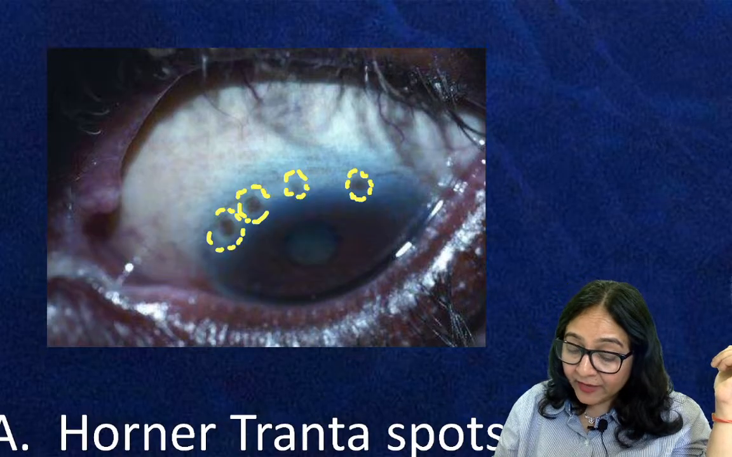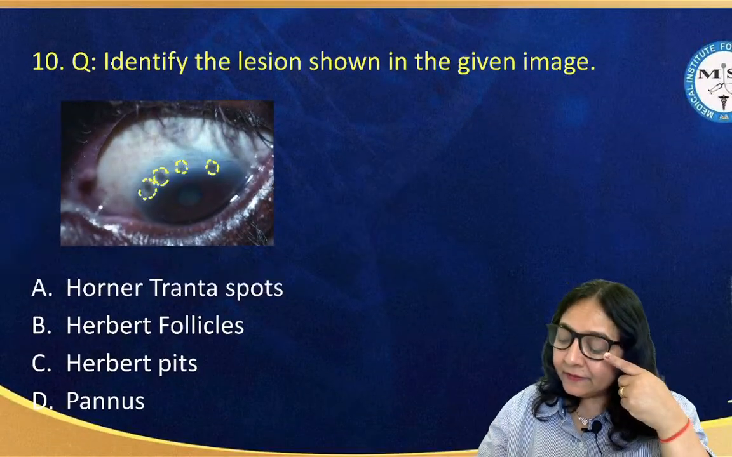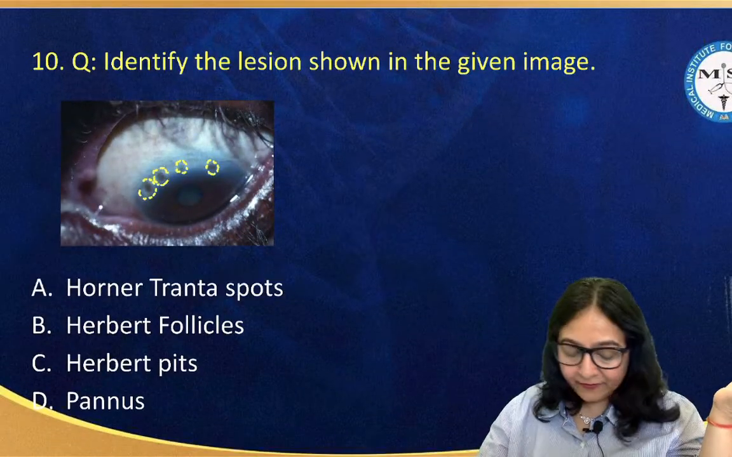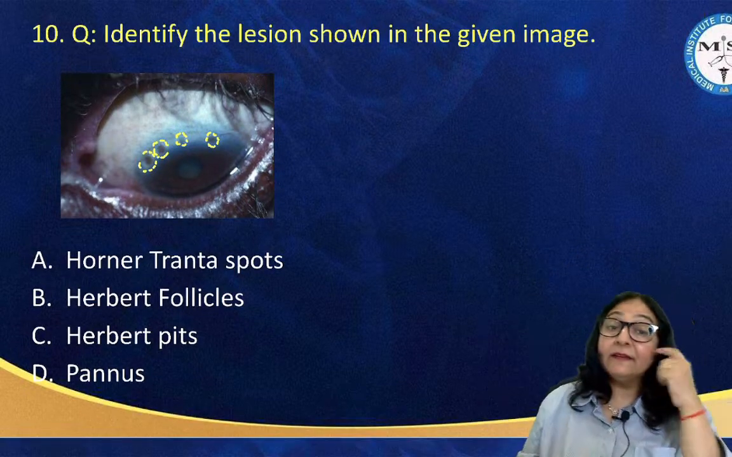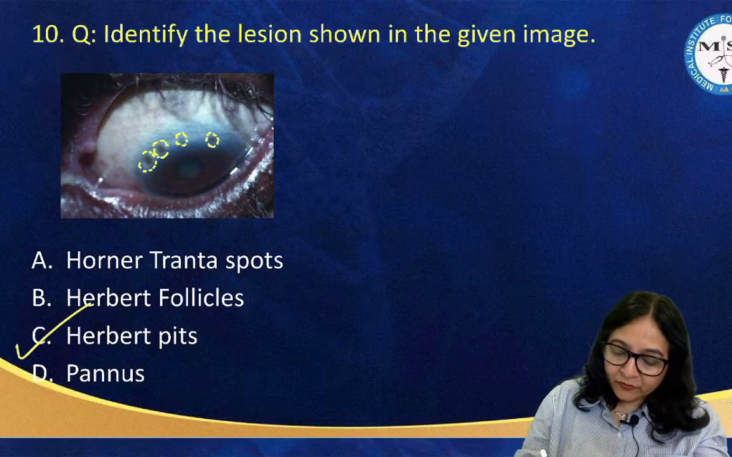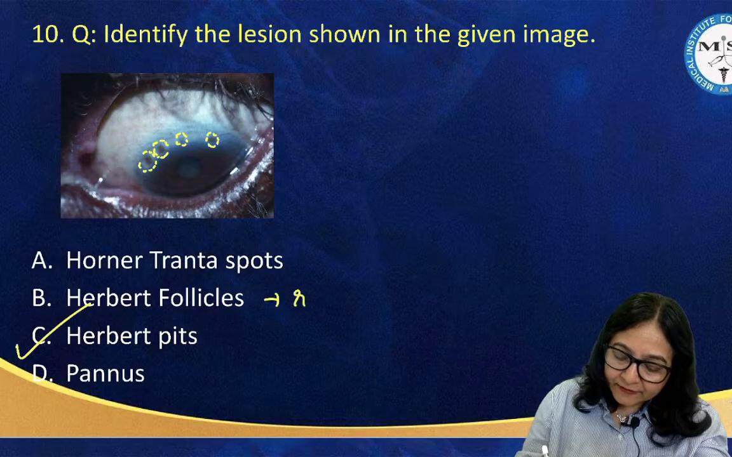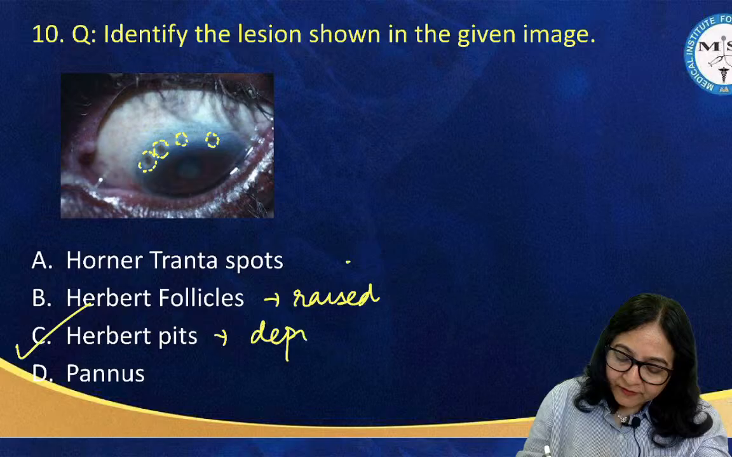Okay, Kalyani, if that was the same question, then the answer is Herbert pits for this particular image based question. Why not follicles, if that is an option? Because follicles will be raised. Pits are these small depressions.